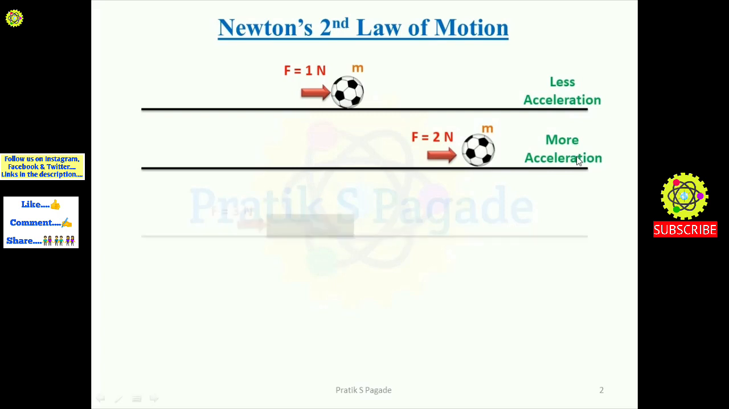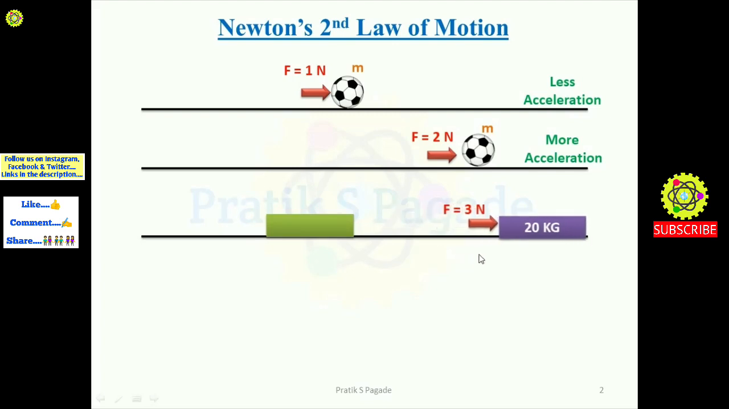Okay, so further example here is, suppose this is the object having a 20 kg mass, and now we are applying the force of 3 Newton. So when we apply the force of 3 Newton, this 20 kg mass object will move in the rightward direction up to this point, as you can see here. The green object is our previous position of the object, and this purple is the position when the force of 3 Newton is applied.